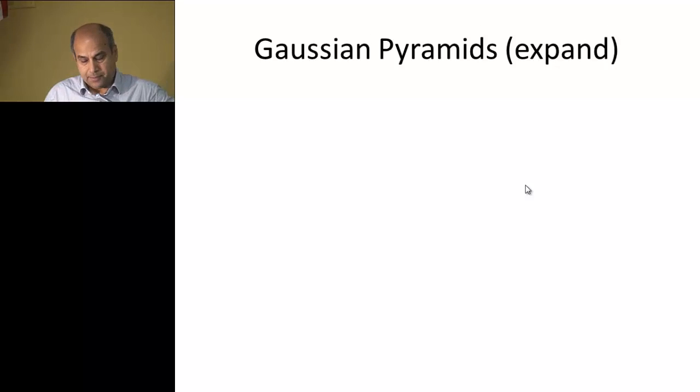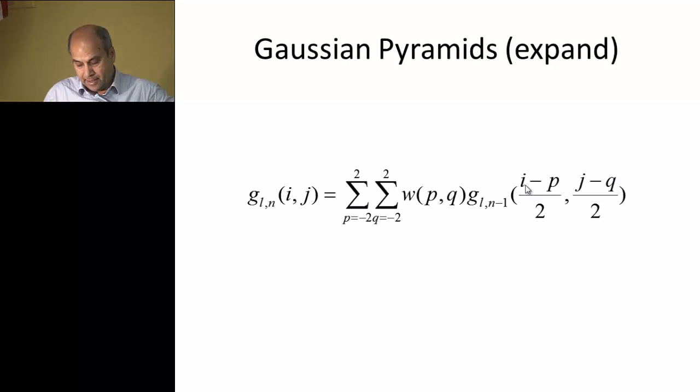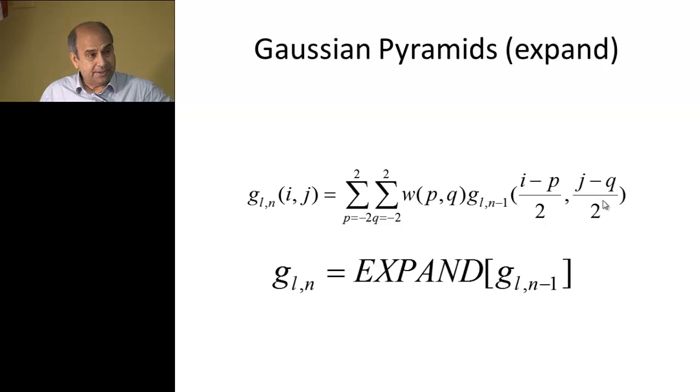Similar to the reduce operation, we have the expand operation, which is again using convolution. But here one thing you will notice is that we are dividing by 2. There we were multiplying by 2. So the resolution was reducing, here the resolution will increase. But the mask will be the same. It will be the same weights, which is pretty interesting.